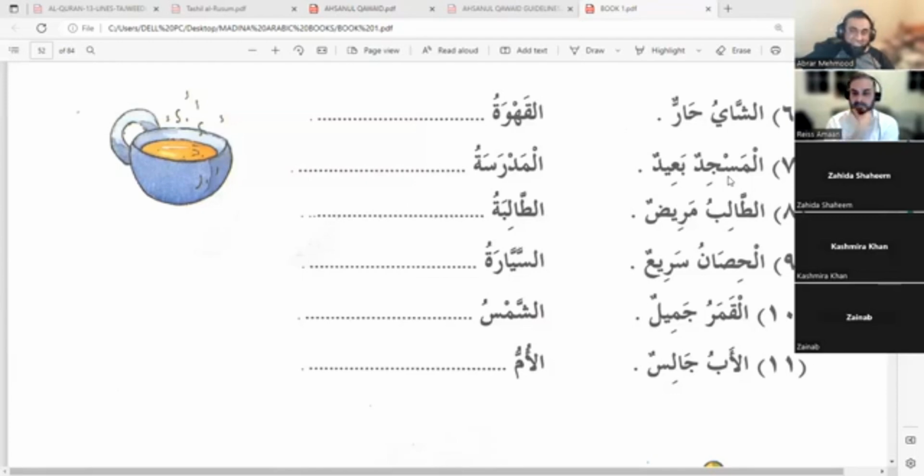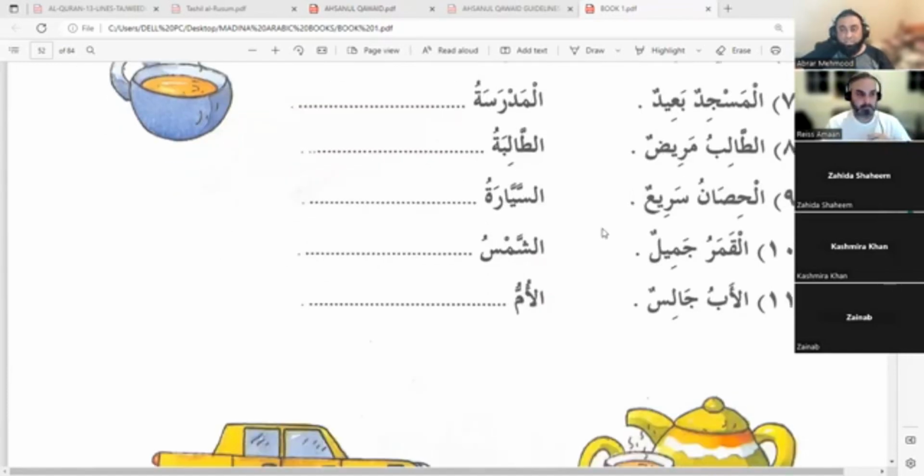Oh, it should be a single dhamma there. Yes, al-masjidu. So you may find typos, errors from time to time, so be very, very aware of that. So I pointed that out. An alif lam and a tanween cannot come in one word. They are complete opposites. So again, a revision of a previous rule learned. Okay. Al-masjidu ba'idun, al-madrasatu ba'idatun. Okay. Next one.